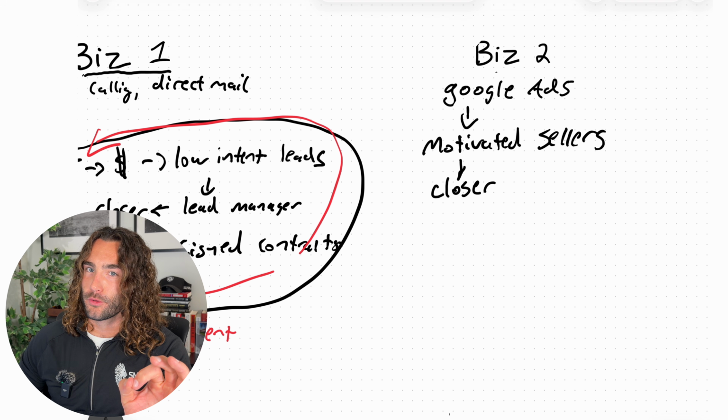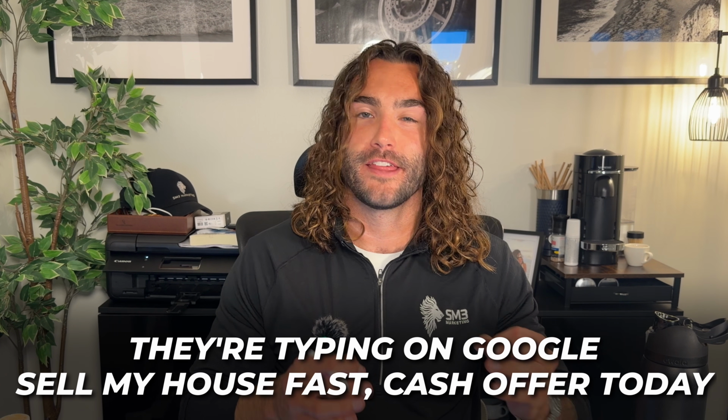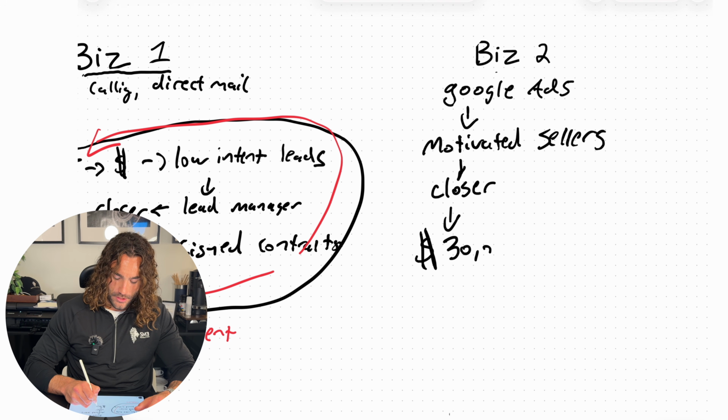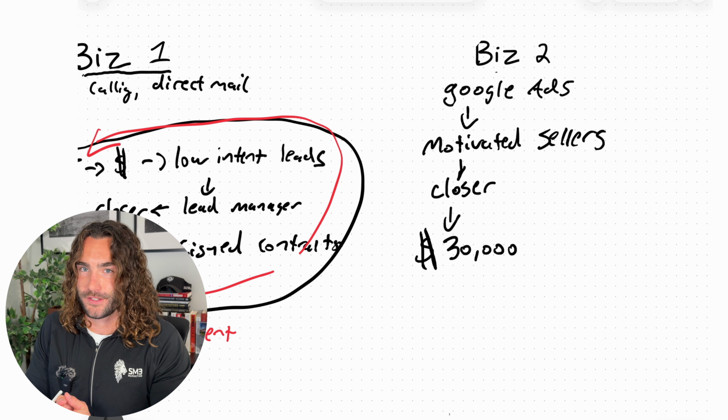so our business is already more profitable. These contracts, because it's people who are already what we call problem and solution aware, they're typing on Google, "sell my house fast, cash offer today." They're ready to close. These contracts result in an average assignment fee of $30,000. Now guys, here's the thing. This is data from my own business, and we close 1 in 2 of every contract we get because they're intent-based leads.